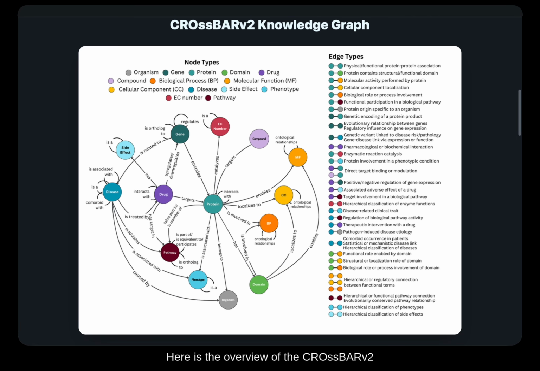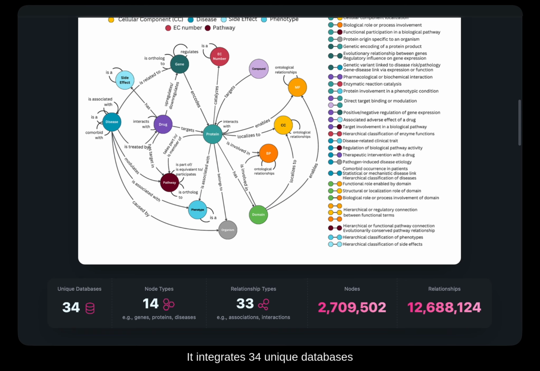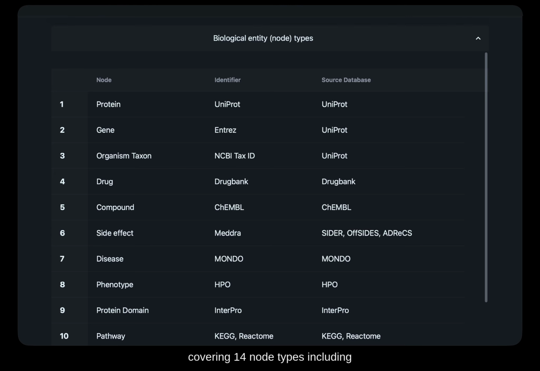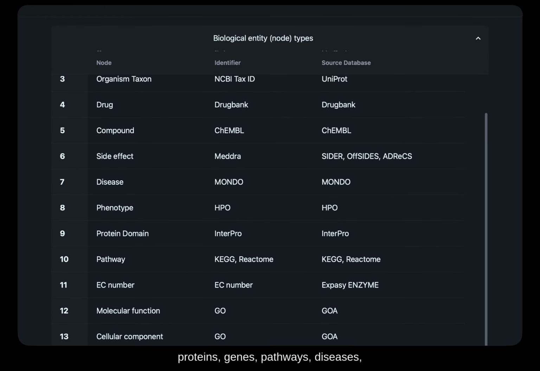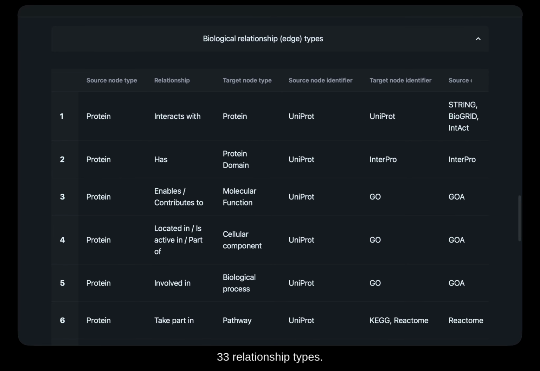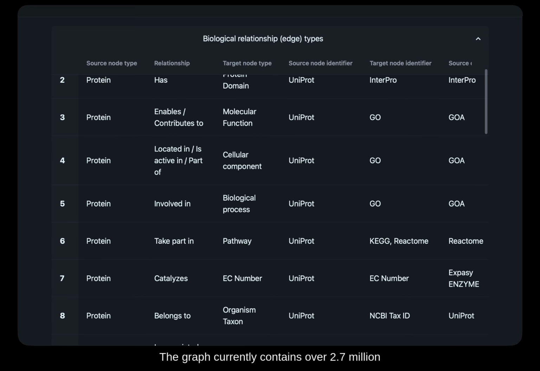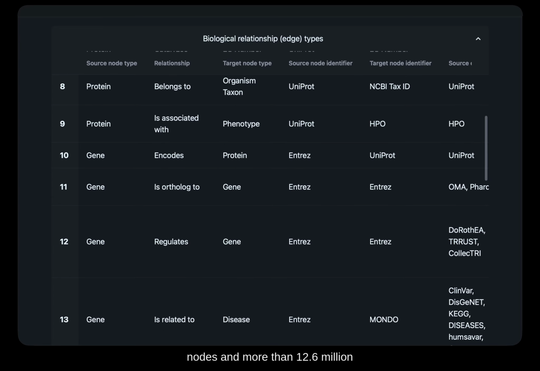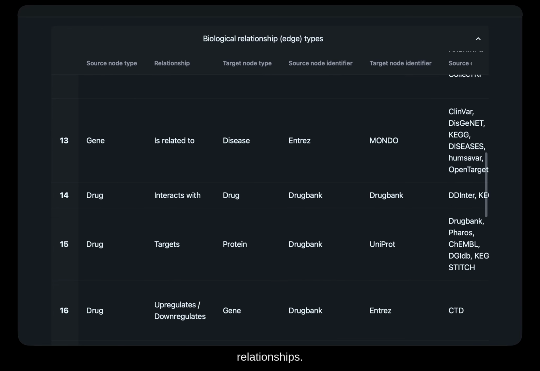Here is the overview of the CROssBAR version 2 knowledge graph. It integrates 34 unique databases, covering 14 node types, including proteins, genes, pathways, diseases, drugs, and phenotypes, and 33 relationship types. The graph currently contains over 2.7 million nodes and more than 12.6 million relationships.